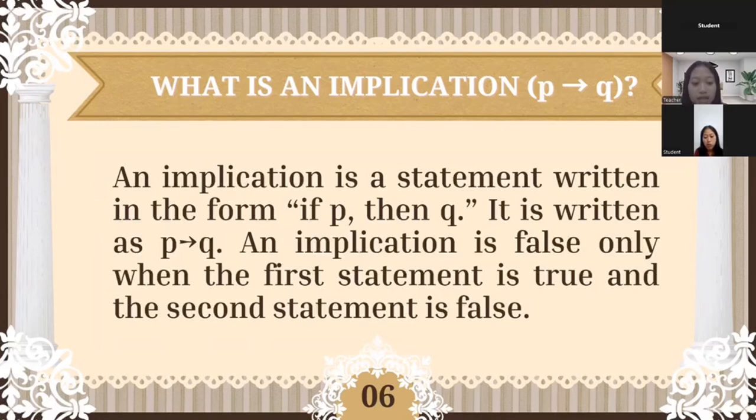Next, we talk about implication. What is an implication? An implication is a statement written in the form if P then Q. It is written as P implies Q. An implication is false only when the first statement is true and the second statement is false.